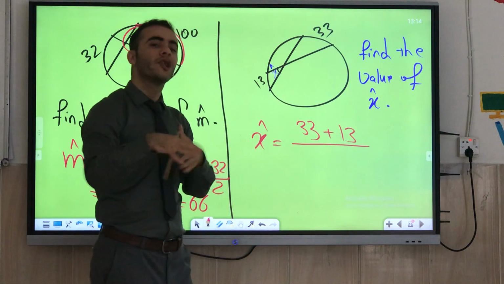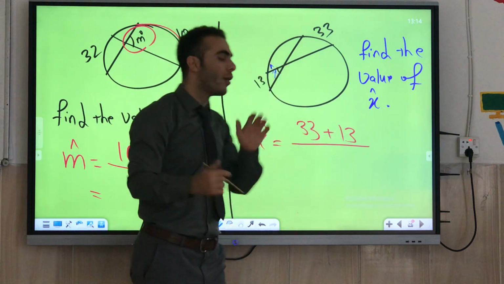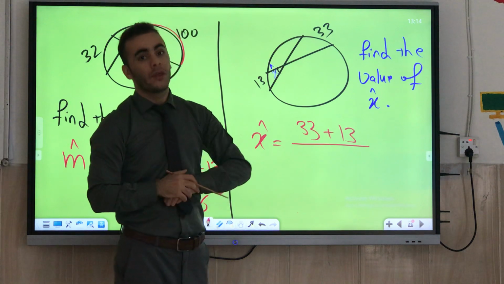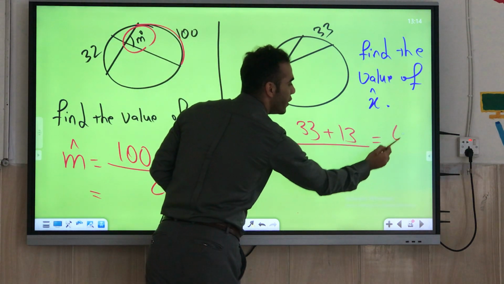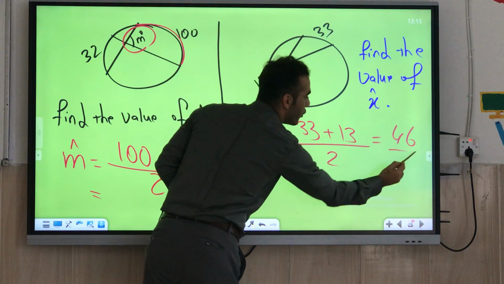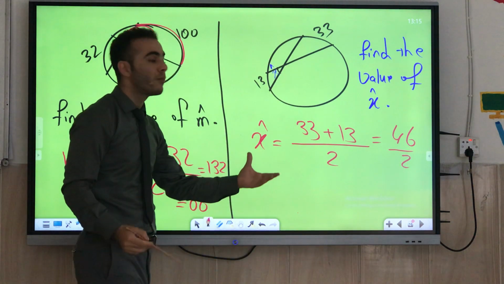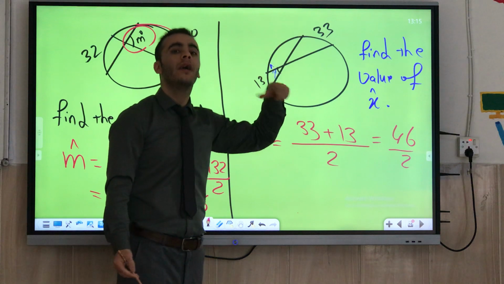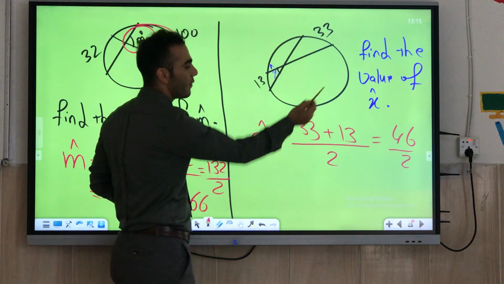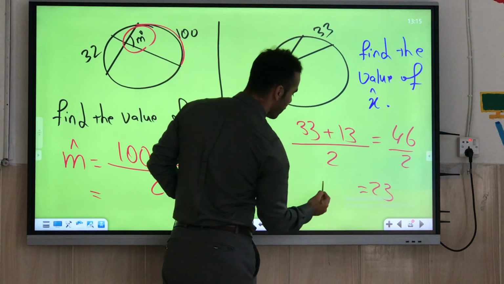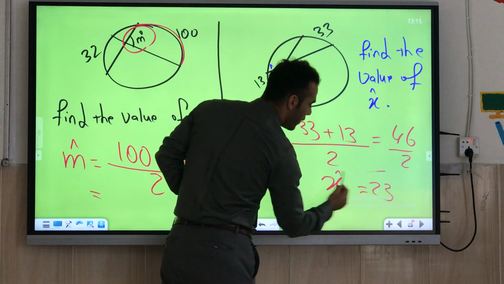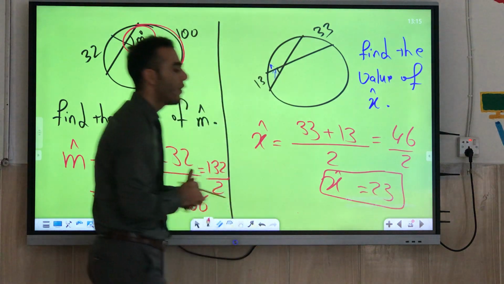The sum of them means we need to add them and divide by 2. So 33 plus 13 is going to be 46, divided by 2. Then 46 divided by 2 is equal to 23. So the measure of x is equal to 23 degrees.